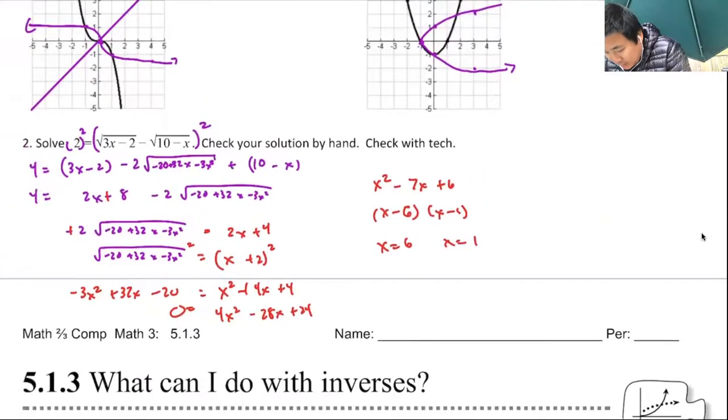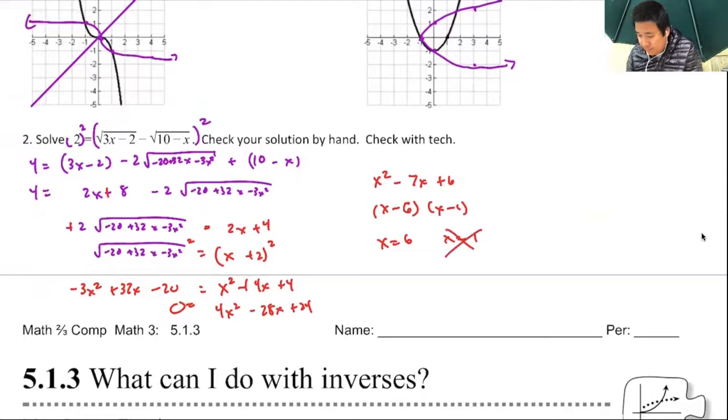So 6, 18, 18 minus 2 is 4, minus 2, that one's good. And then check 1: 3 minus 2 is 1, 1 minus 3. This one is no good.